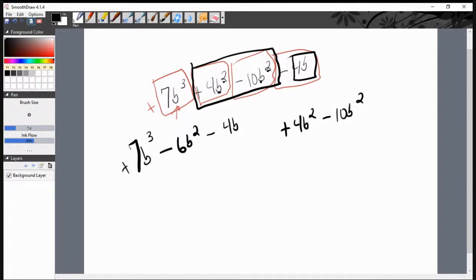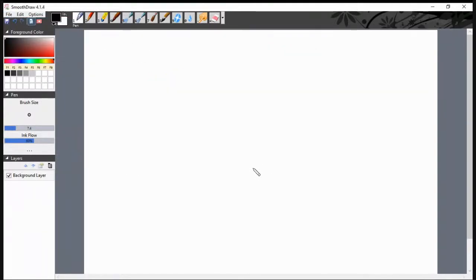I know it sounds complicated. It's really not. Once you get the hang of it, it's actually fairly simple. So let's look at another one. Let's say 7b to the second power plus 3b minus 4b to the third power. Do I have any like terms here?